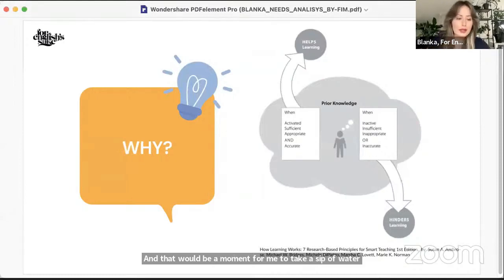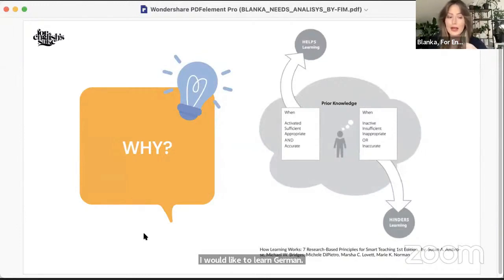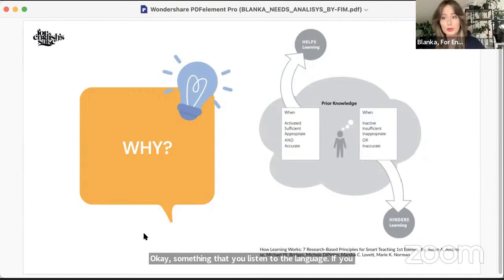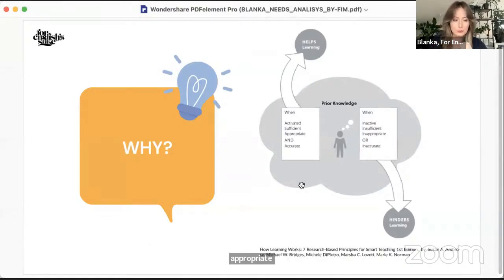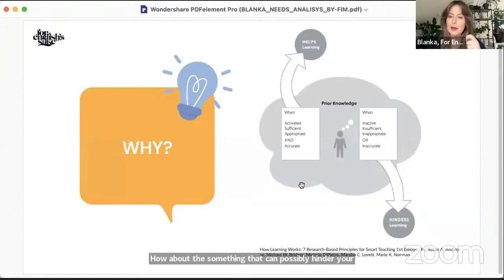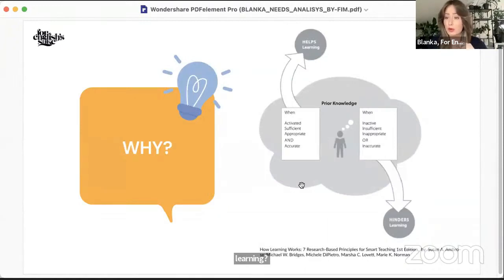What can help you with the language you chose? I see that some of you wrote, I would like to learn German, yeah, French, Japanese. Is there anything, okay, something that you listen to the language? If you did it before, it might be the prior knowledge that can help you if it's activated, if it's sufficient and appropriate. How about something that can possibly hinder your learning? Some elements that might slow down the whole process of learning.